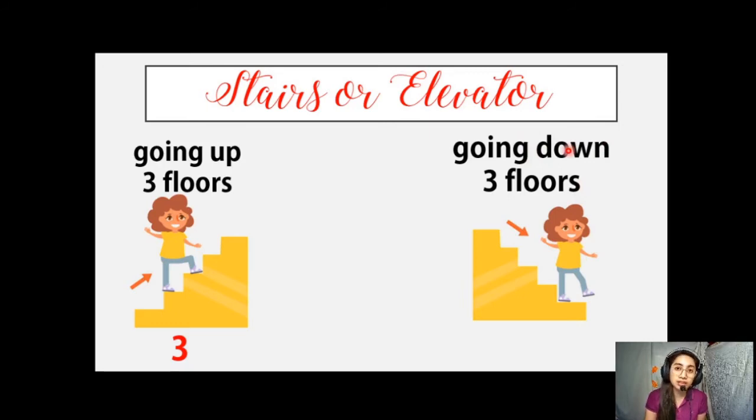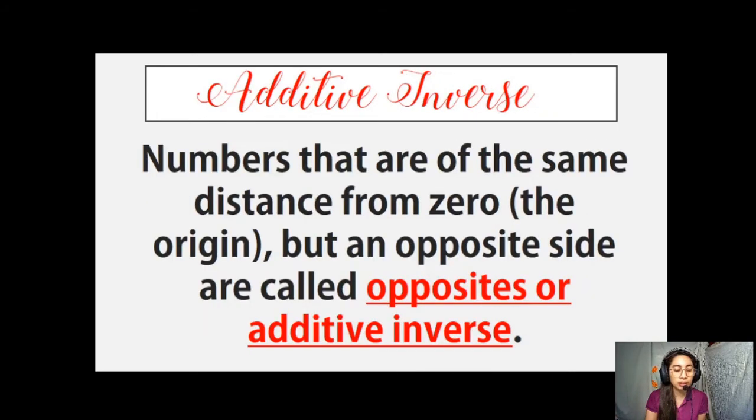So is it positive or is it negative? Correct. That is a negative number. So we're going to represent the situation as negative 3. Is that clear? Okay. So let's proceed to the next topic that we have.